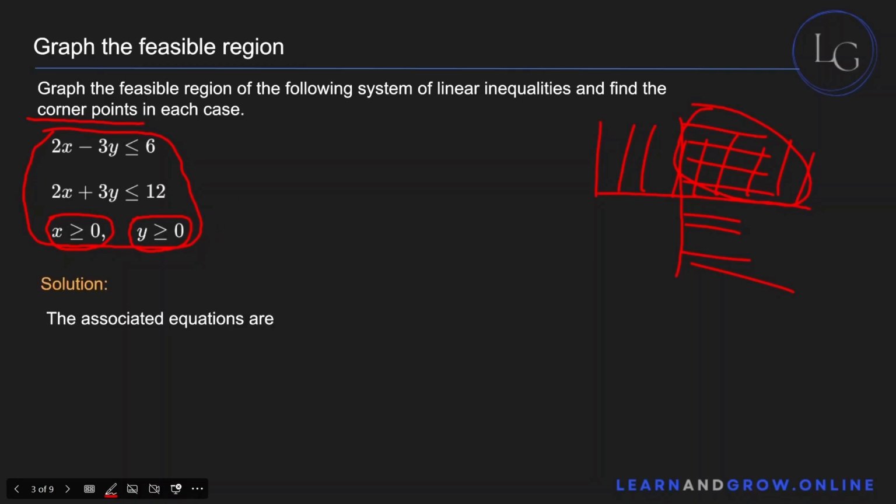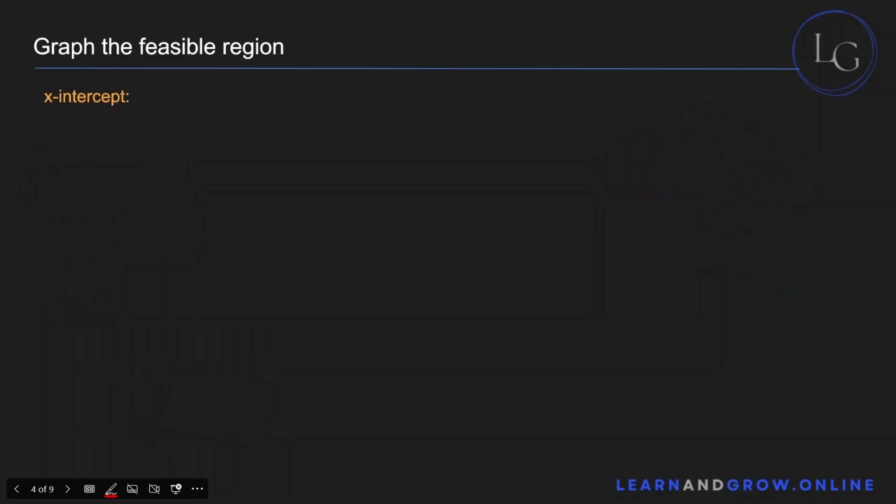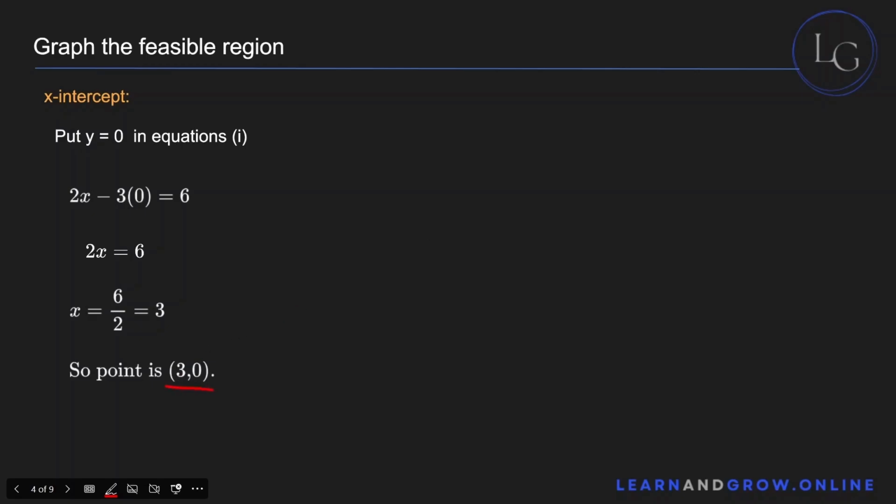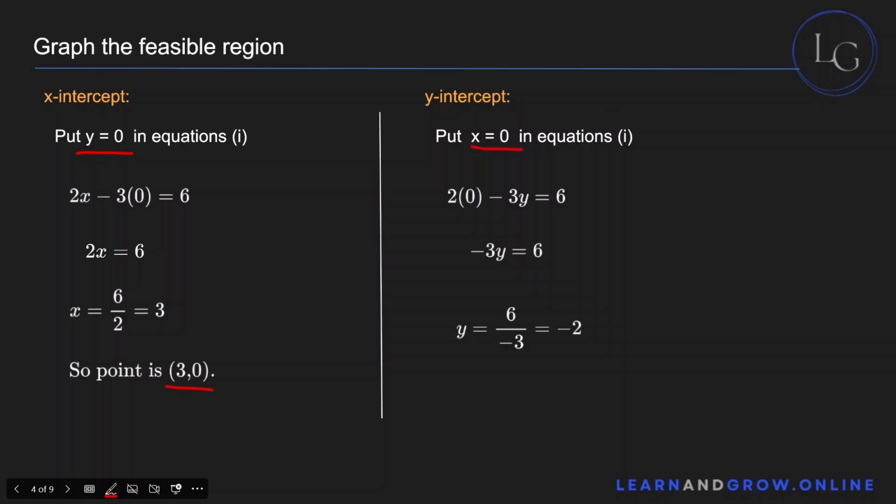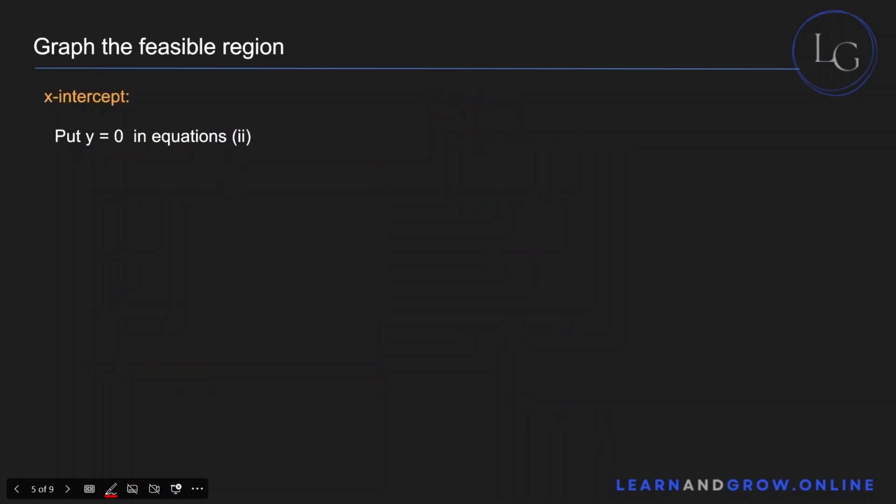Now, the associated equations are these. And again, associated equations are basically just the inequalities in which the inequality signs are replaced with equal to sign. So we have two equations. Simple. Now, standard procedure, find the x-intercept of the first equation, which is basically just (3, 0), and you get the x-intercept by plugging in y equal to 0 in the equation. Similarly, for the y-intercept, plug in x equal to 0, and you get the y-intercept, which is just (0, -2). Repeat the same process for the second equation, right?